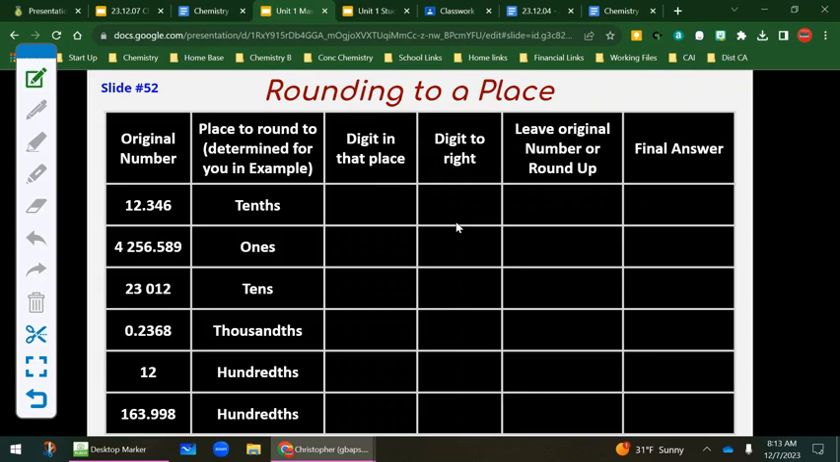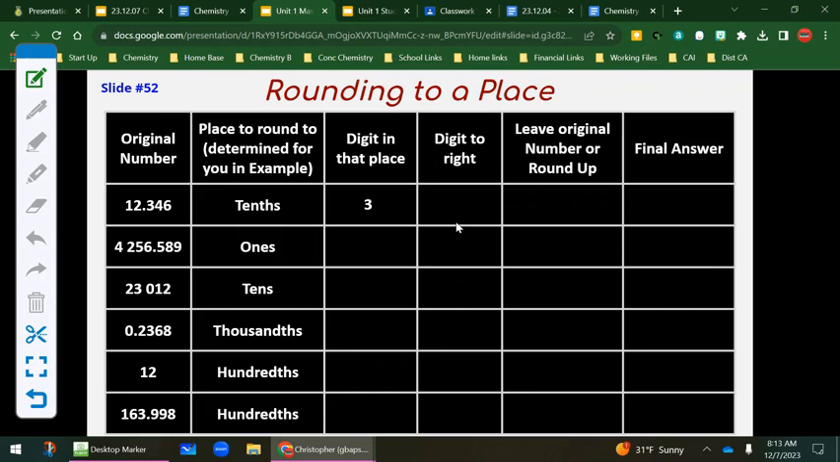So which of these is in the tenths? Just to the right of the decimal. Nope. This one is the tenths. The 3. Okay? So the 3 is in the tenths place. So that is where we're rounding.